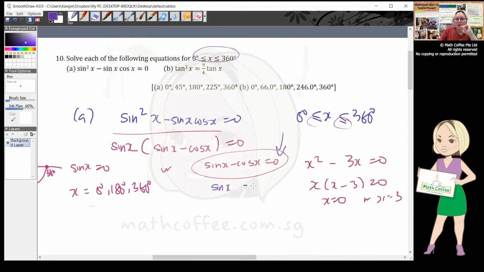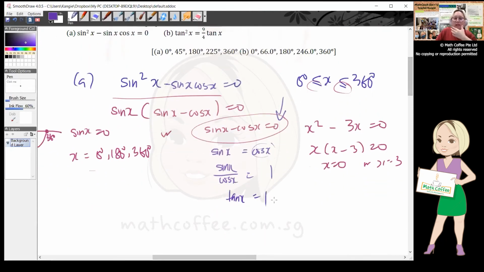So sine x equals to cosine x. How do I change it to tangent? I divide by cosine x. So sine x over cosine x. So cosine x divided by cosine x is equals to 1. So in the end, this becomes tangent x equals to 1. Okay? And tangent x equals to 1, for tangent, you can do the basic angle. Okay? So for tangent x equals to 1, you will say, oh, so first and third quadrant.